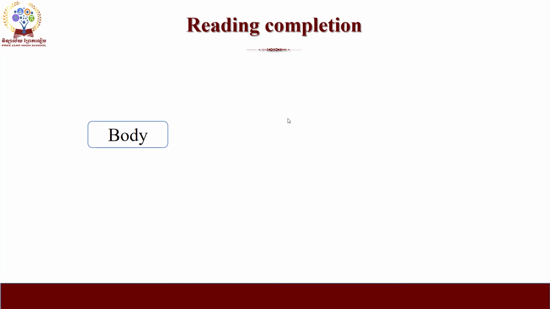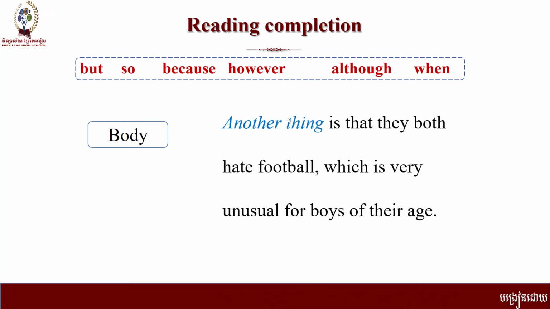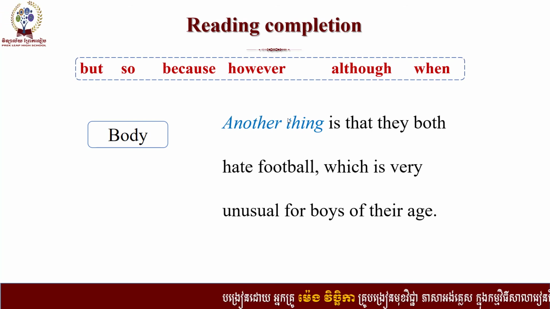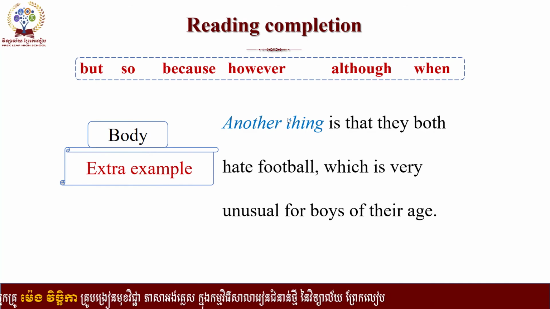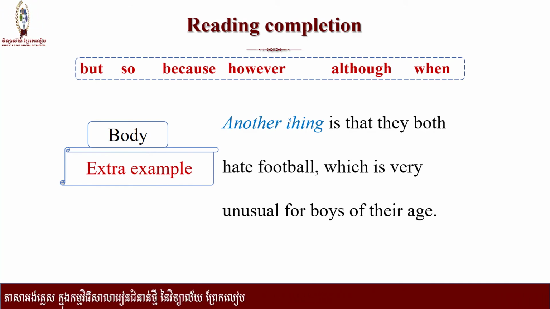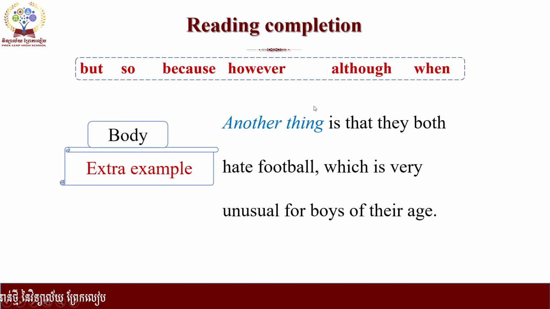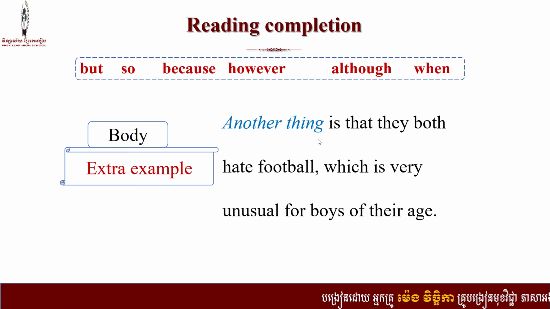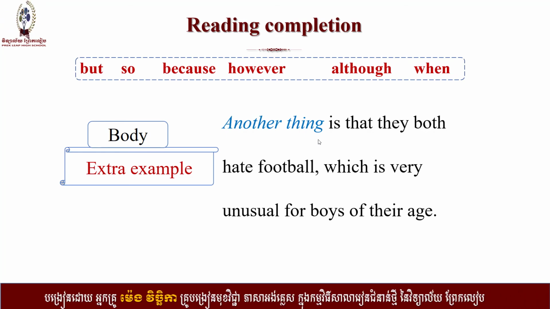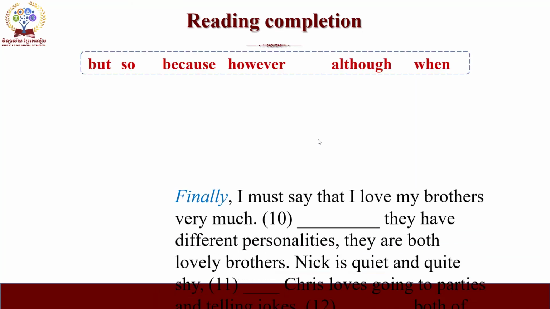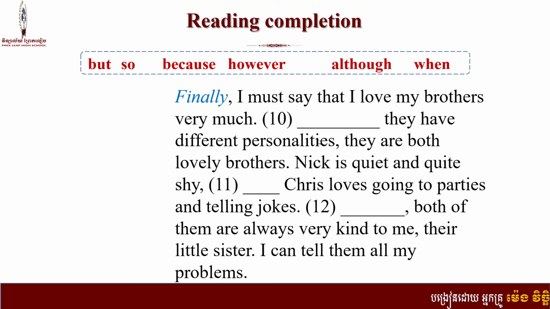Okay, after the body part, another thing is that they both hate football, which is very unusual for boys of their age. Okay, so we move on to the extra example. To give an extra example to support the ideas that you mentioned in the body, you use another thing. Okay, another thing is that they both hate football, and you can add more examples to support your ideas. Okay, and after the body part, which is going to be the last part in the writing, we have the word finally.